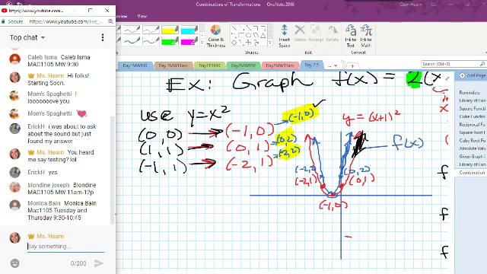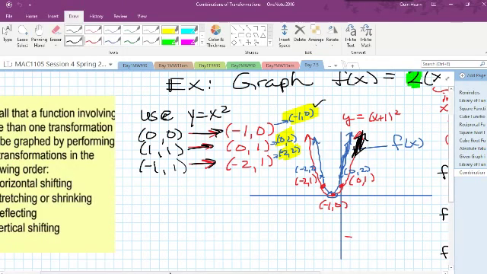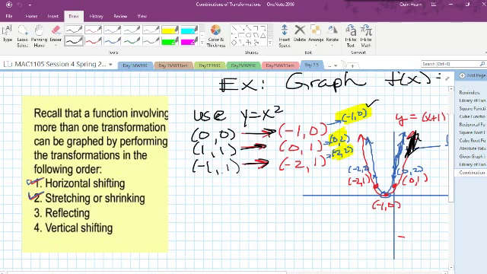All right, let me try to do one more before we finish here. I'm going to copy down my cheat sheet. Keep that with you until you memorize it.